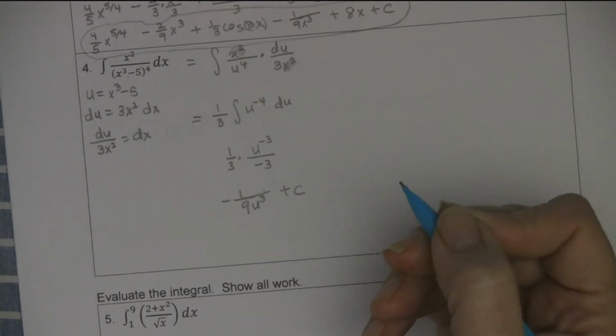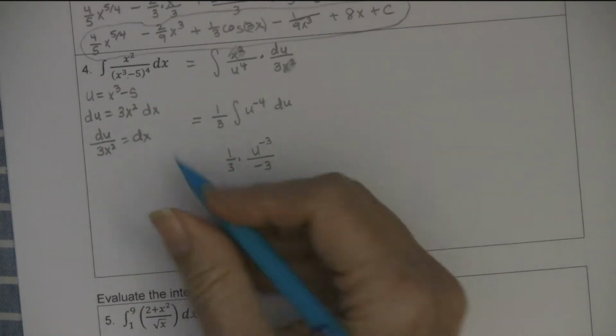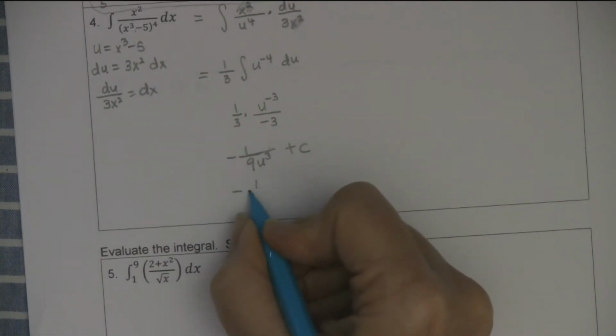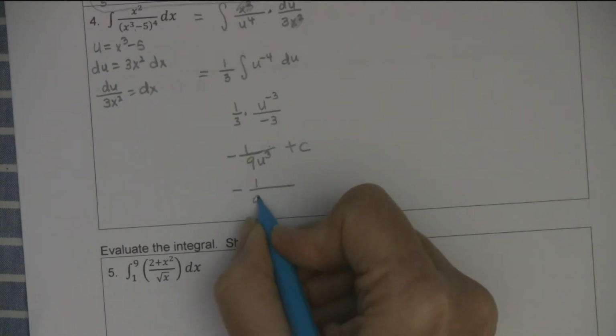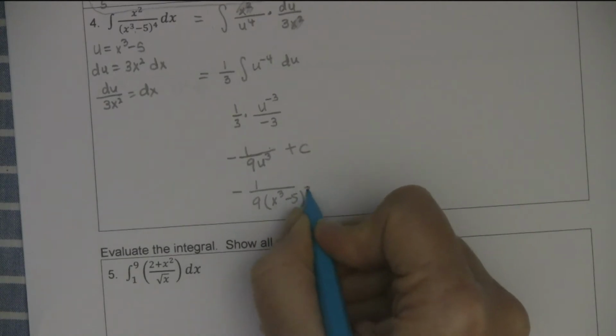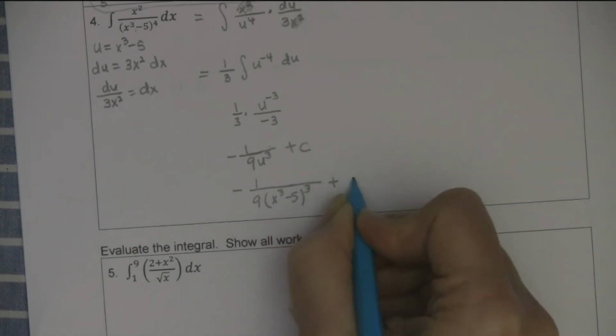And that's really not my answer because no one cares about u. They only care about x, right? So this is really, I know that's a bad joke, everybody cares about you. Sorry, I didn't mean to hurt your feelings. X to the third minus 5 raised to the third, and then plus c.